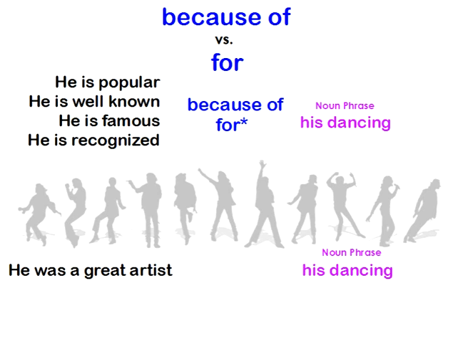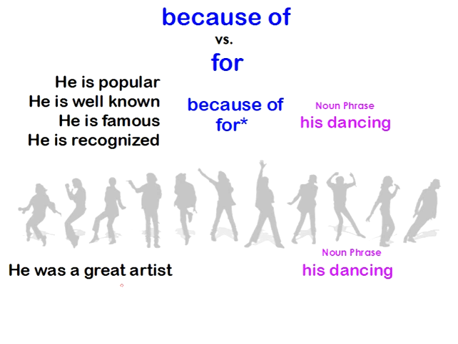Because if I notice, with both of them I'm using a noun phrase, for example, his dancing. So with because of and for, I always use a noun phrase. Okay? So these are some other common phrases I can talk about. He is well known because of his dancing. Or he is famous for his dancing. Or he is recognized for his dancing.